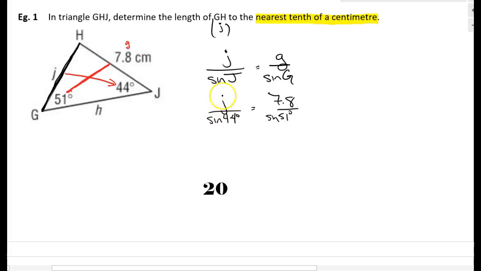and then we're going to need to isolate j. So we need to get rid of the denominator, sorry, and we're going to do that by multiplying.